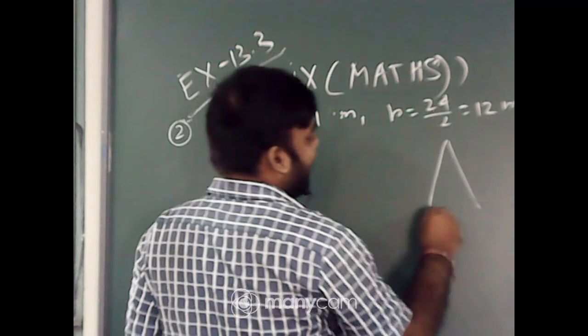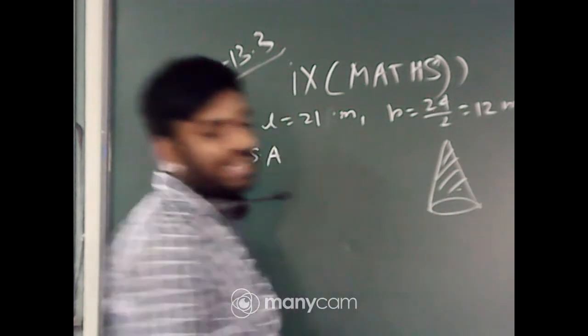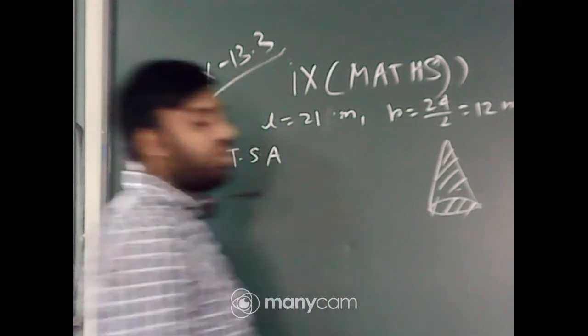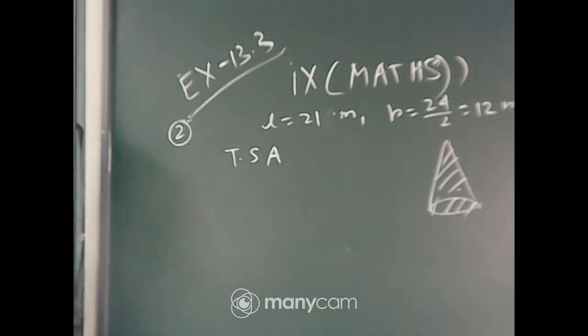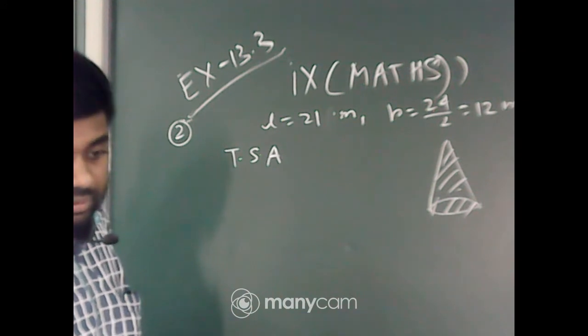Total surface area means, students, that area plus that area, that is curved surface area plus the area of that circle. Formula only one student has written, pi RL plus pi R square. Other students, I think... Okay. Nafisa, 3 people are typing. Quickly.